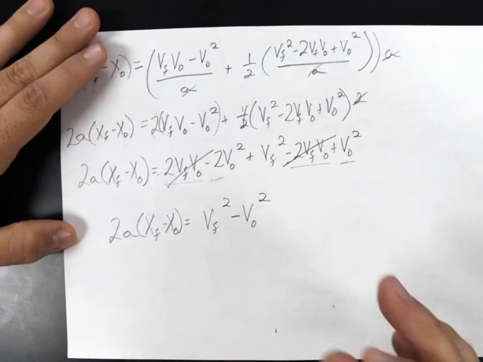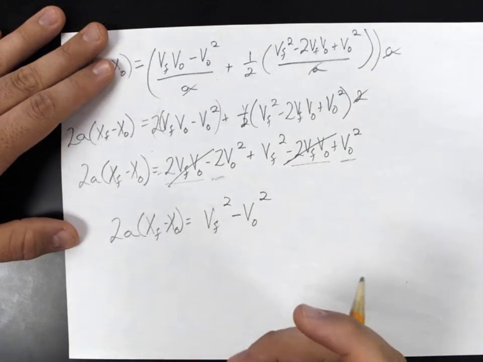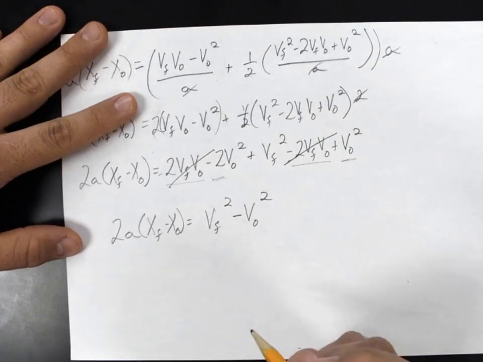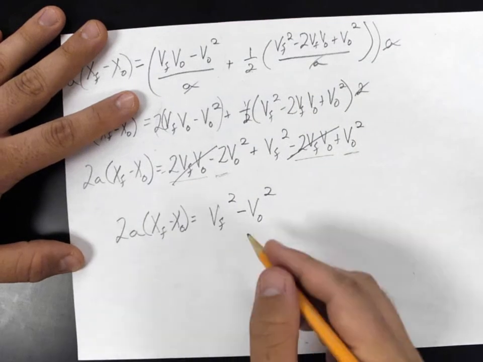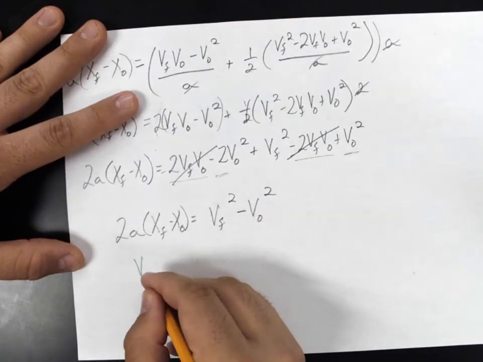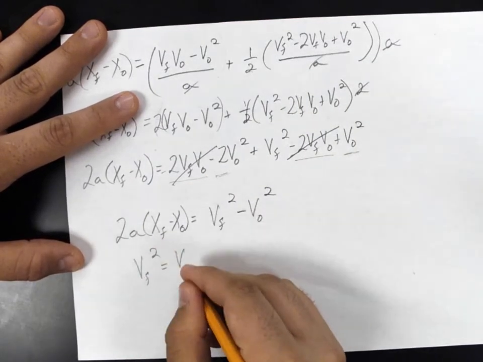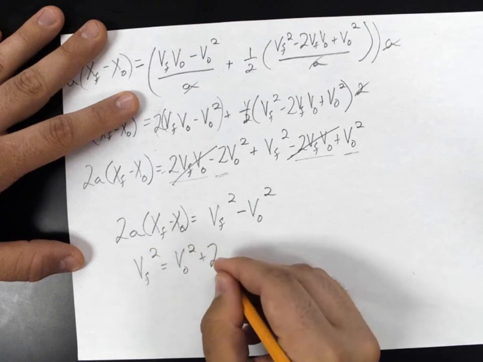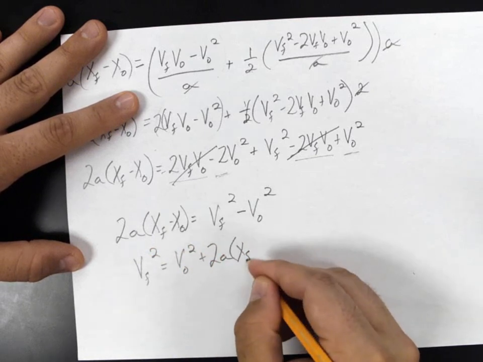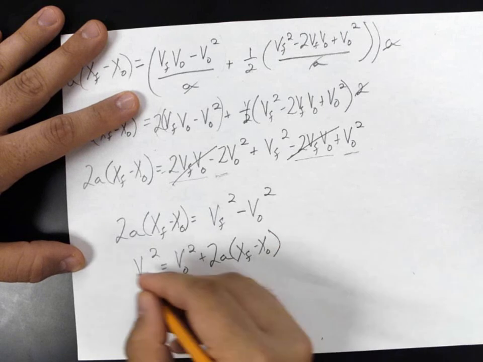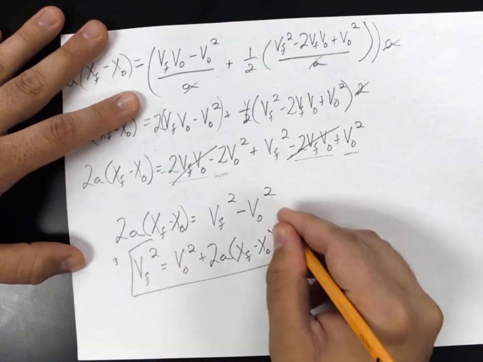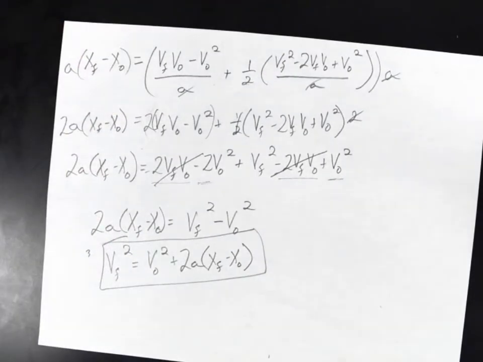You might be saying that was a very long derivation. You are correct. However, there is a reason for all this. I'm going to rearrange it just ever so slightly. Vf squared equals v naught squared plus 2a xf minus xo. Okay, that's number 3. Now, what was the whole point of all that? Why did we do that?